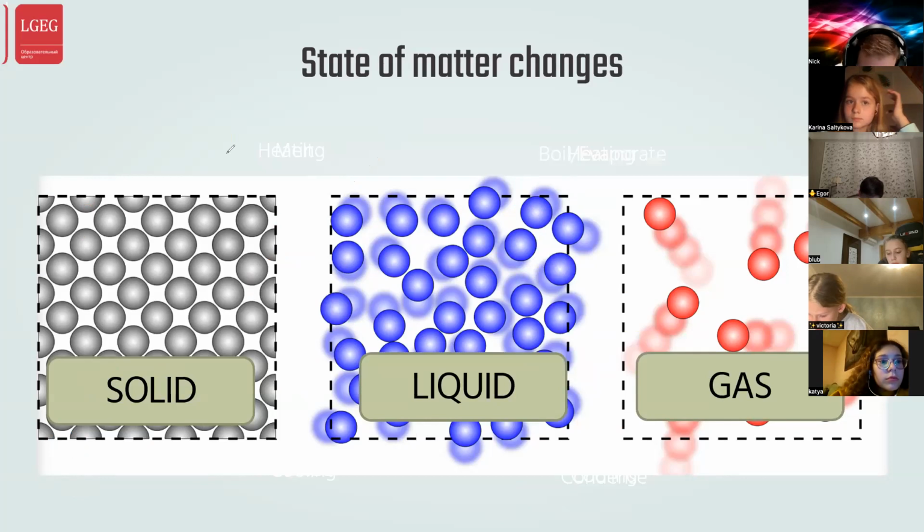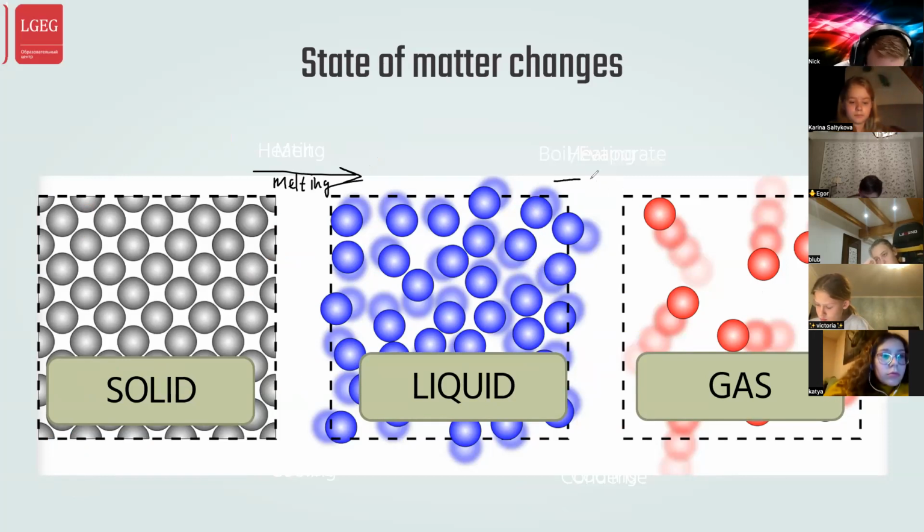So when we heat up a solid, it turns into liquid. What do we call this process of solid turning into liquid? Do you remember? What is the name? Melting. Yes, melting. Good. Then we can heat the liquid and it will turn into gas.